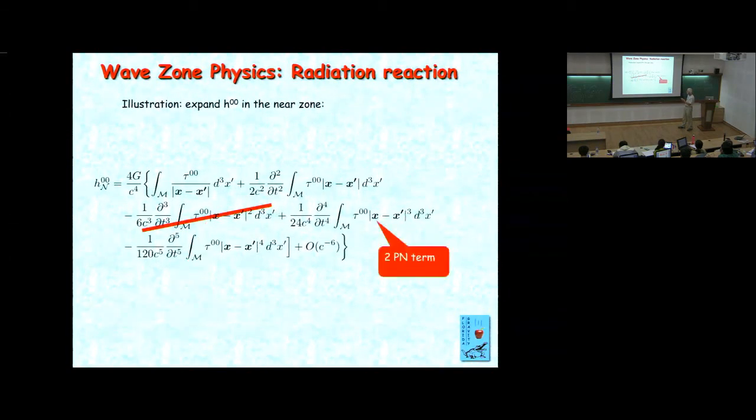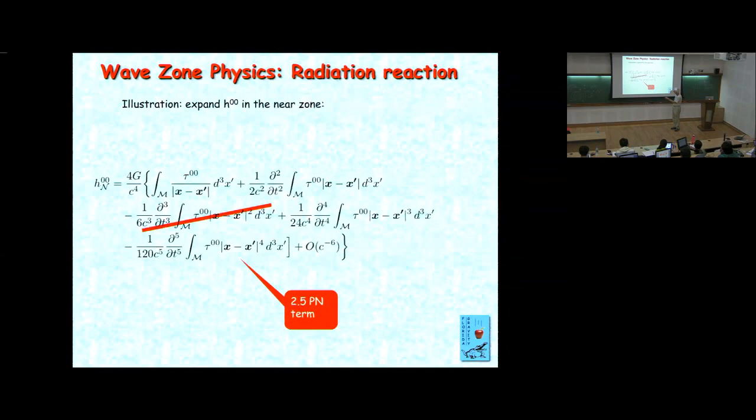There's the 2PN term, but we don't care about this term, so you can throw it away. Don't worry about it. It's 2PN. There's no 2.5PN contribution there, and you can show that. And then we have this one that we said was a 2.5PN contribution, 1 over c to the 5 time derivatives, and then we saw that this involved the quadrupole moment of the source after we expand it out in x minus x prime.